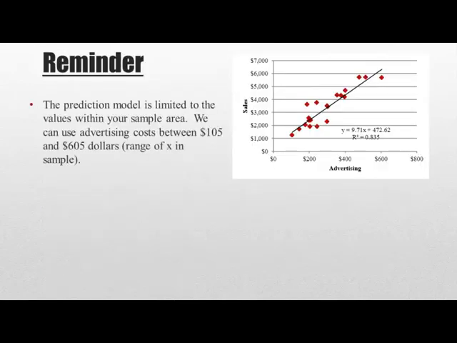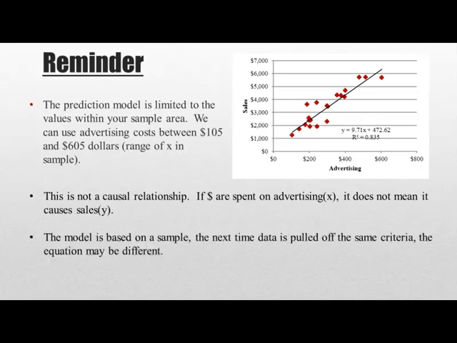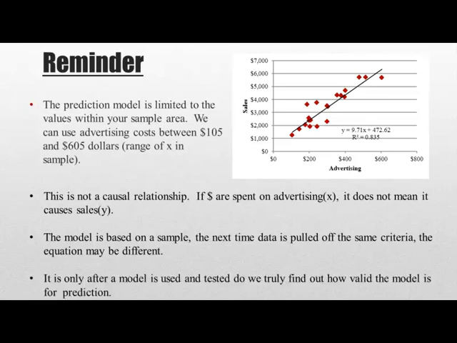So final reminders about doing this. The prediction model is limited to values within your sample area. We can use advertising costs between $105 and $605 because that was within our sample range. We can't use 800, we can't use 50. It's not causal. Just because we spend money on advertising, it doesn't mean that it causes sales. The model is based on a sample. So if I were to take the next 3 weeks worth of data and put it into the equation, my equation might change slightly. And it's only after the model is used and tested we really find out how valid the model is for prediction.